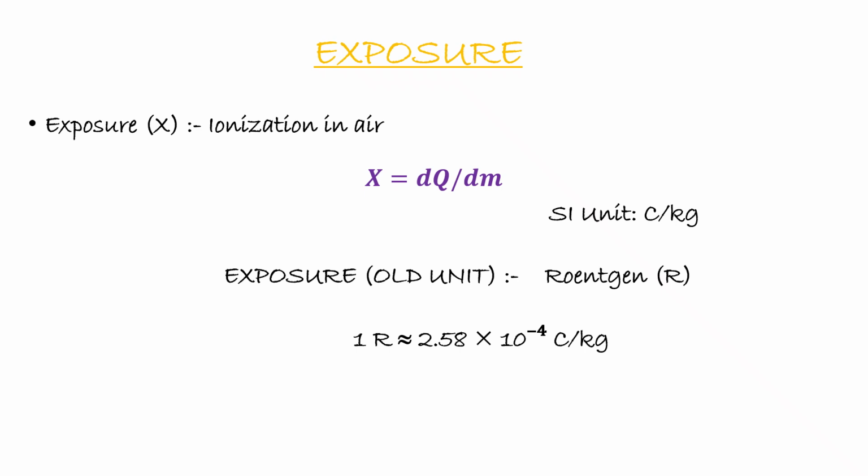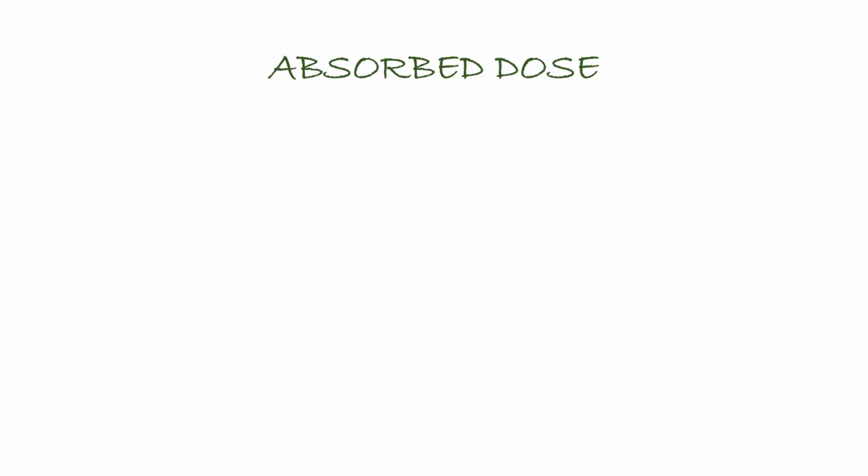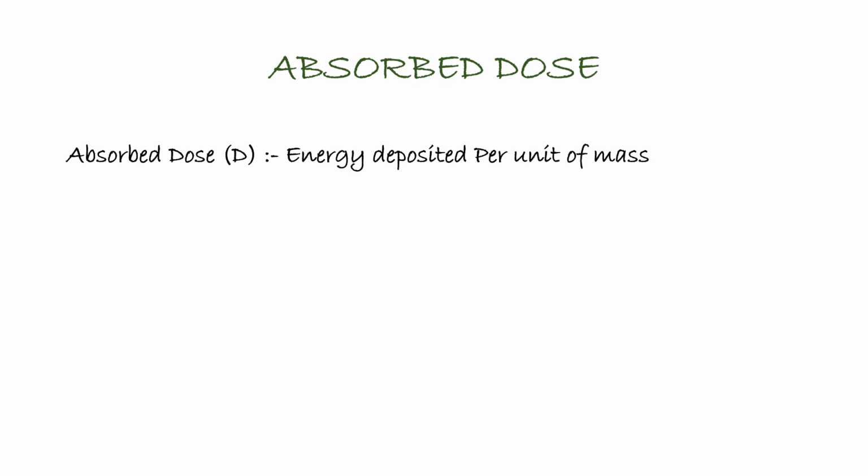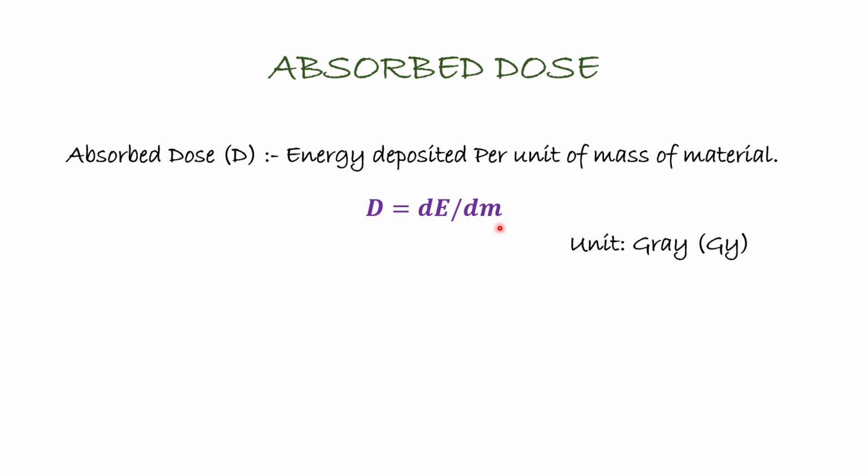Now we move to what happens when the radiation is deposited inside the body. This is absorbed dose. It tells how much energy is absorbed by the body. It's denoted by D or D_AB. Its formula is D equals dE by dm. dE means how much energy is deposited, dm means per unit mass. That means energy deposited per unit mass of material is called absorbed dose.